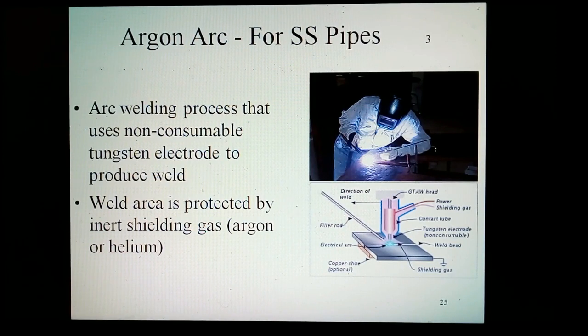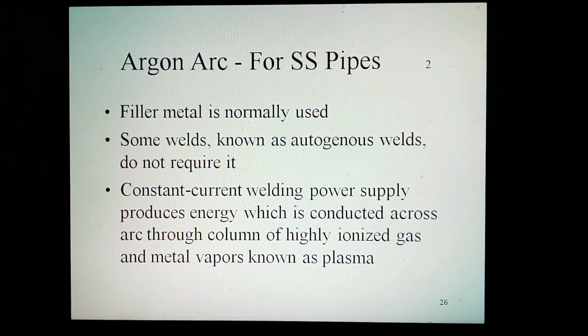Argon arc is used for SS pipes. It is an arc welding process that uses a non-consumable tungsten electrode to produce a weld. The weld area is protected by an inert shielding gas such as argon or helium. In this, filler metal is normally used. Some welds, known as autogenous welds, do not require filler materials.